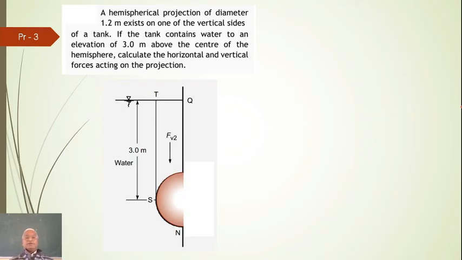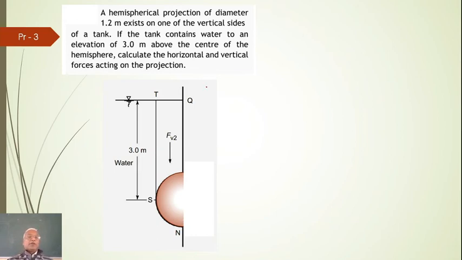Here there is one more slightly involved problem. A hemispherical projection of diameter 1.2 meters exists on one side of a vertical surface of a tank. If the tank contains water to an elevation of 3 meters above the center of the hemisphere, calculate the horizontal and vertical forces acting on the projection.